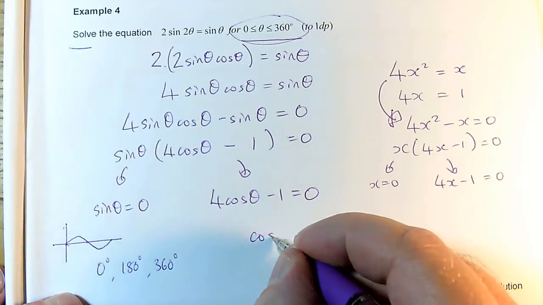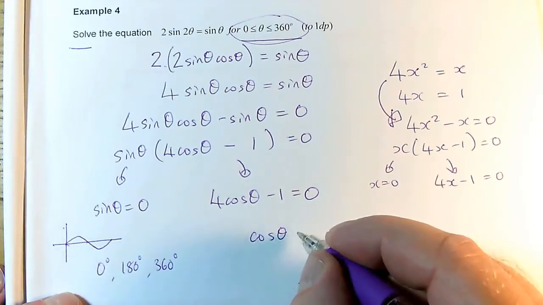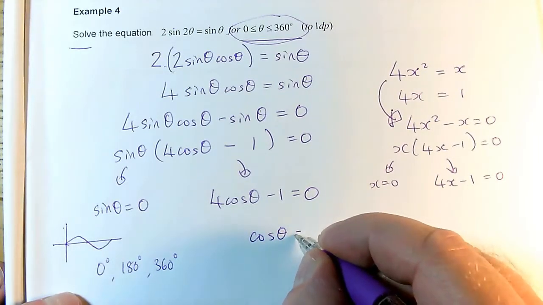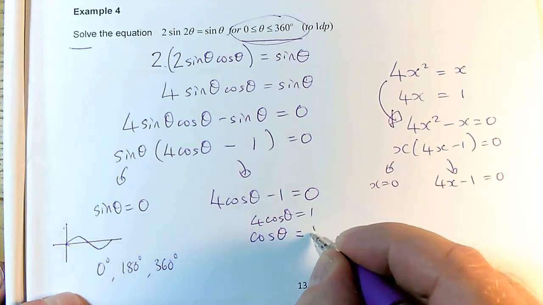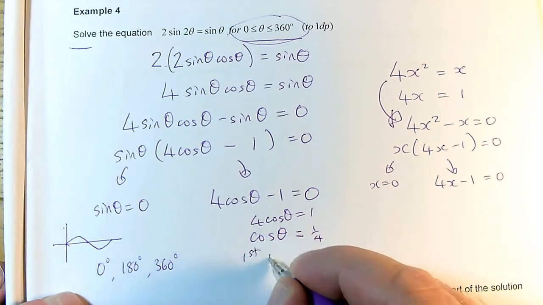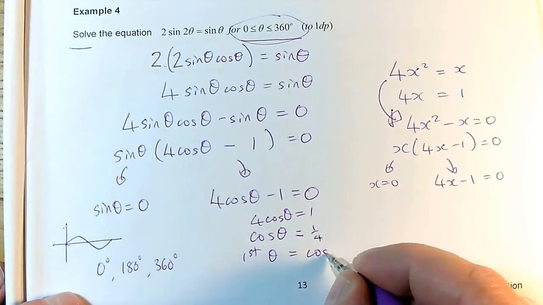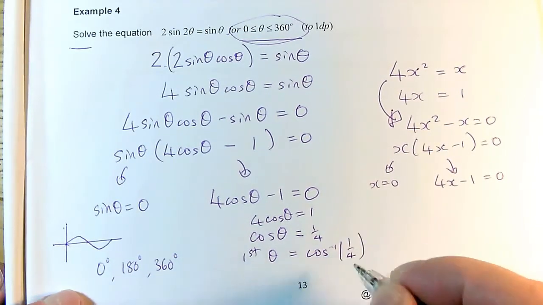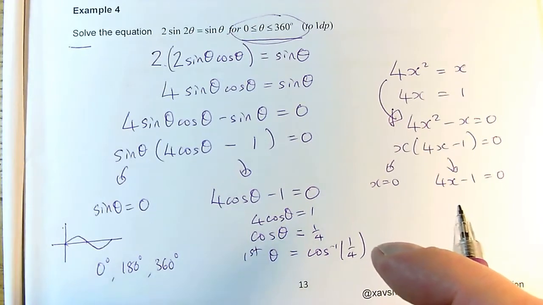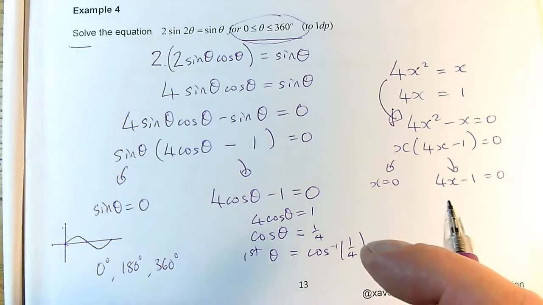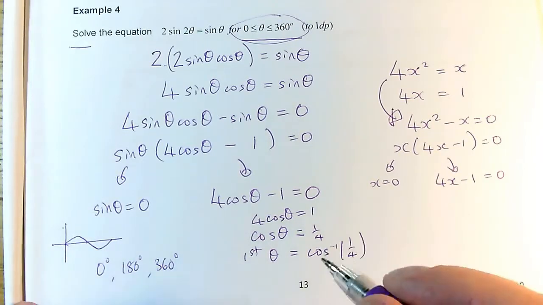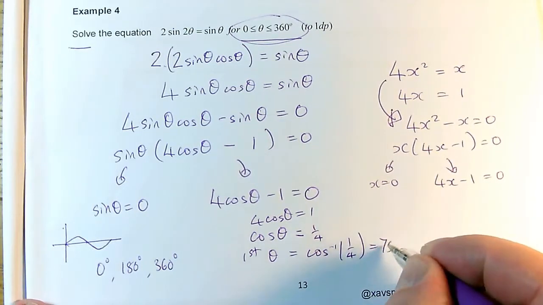This one here gives me cos of theta. Well, 4 cos theta minus 1 equals 0, so 4 cos theta equals 1. So cos theta is a quarter. So my first solution, my first theta is inverse cos of a quarter, which my calculator is going to tell me, put it in degree mode. Okay, inverse cos of 0.25 equals 75.5 degrees.